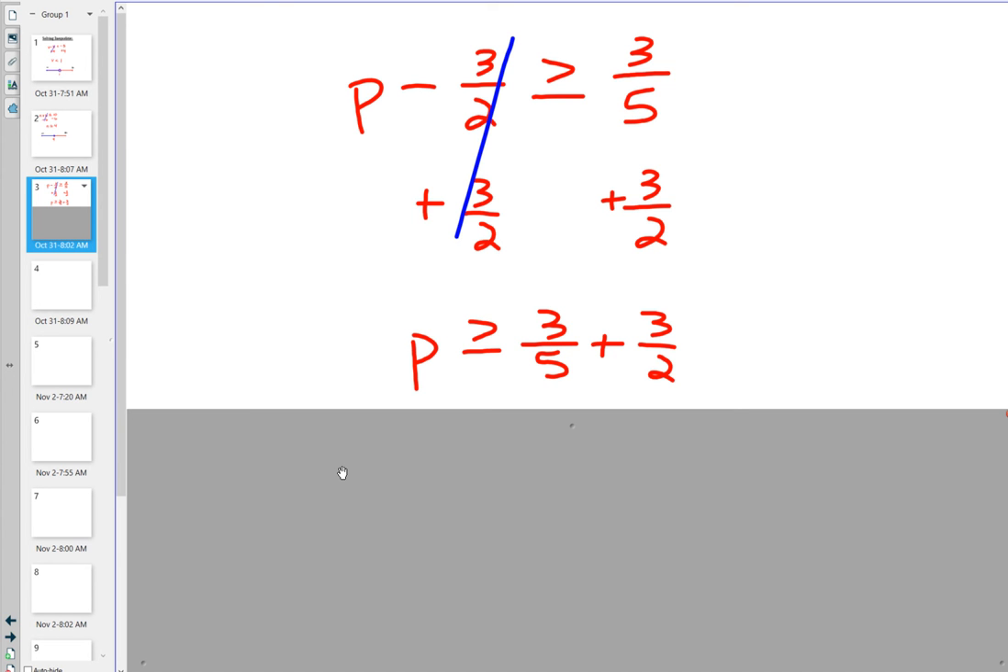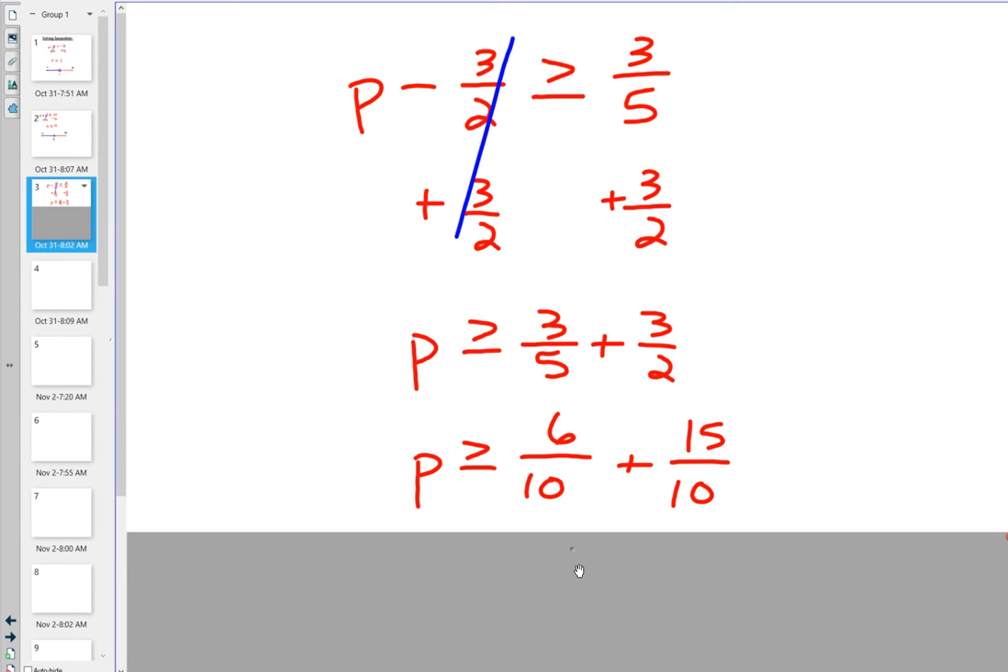Yeah, it's a 10. So Ashlyn, 5 times what gives you 10? 2. Good. 2 times what gives you 10? 5. Okay, so this first 3 goes times 2. The second 3 is times 5. How do we graph it? Oh, why would you leave it like that? Now that we have a common denominator, now we can finally add. The moment has arrived.